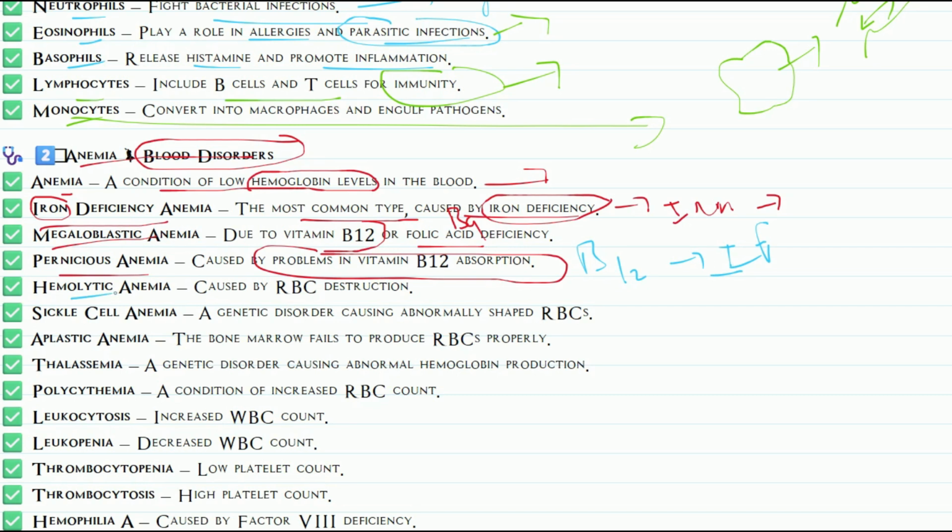Another, we have hemolytic anemia, which is caused by RBC destruction. There are so many problems that cause RBC destruction. So basically, when there is RBC destruction directly linked, it will lead to hemolytic anemia.